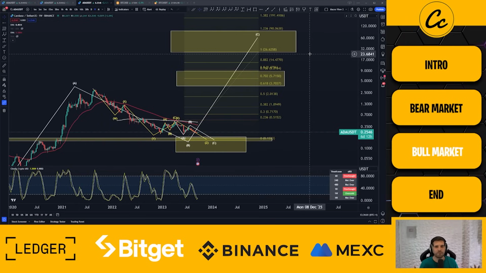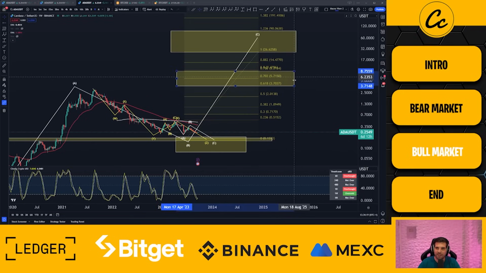But ultimately, let's be more realistic. Let's get ourselves grounded and start thinking, okay, maybe we won't push to $26. Where's the next area of probability? Well, price likes to react at the 0.618 fib scale, as well as the 0.786 fib scale. That would basically mean that price could end up right in this little yellow box right here between $3.71 and $8.75. And again, I would not mind that either.